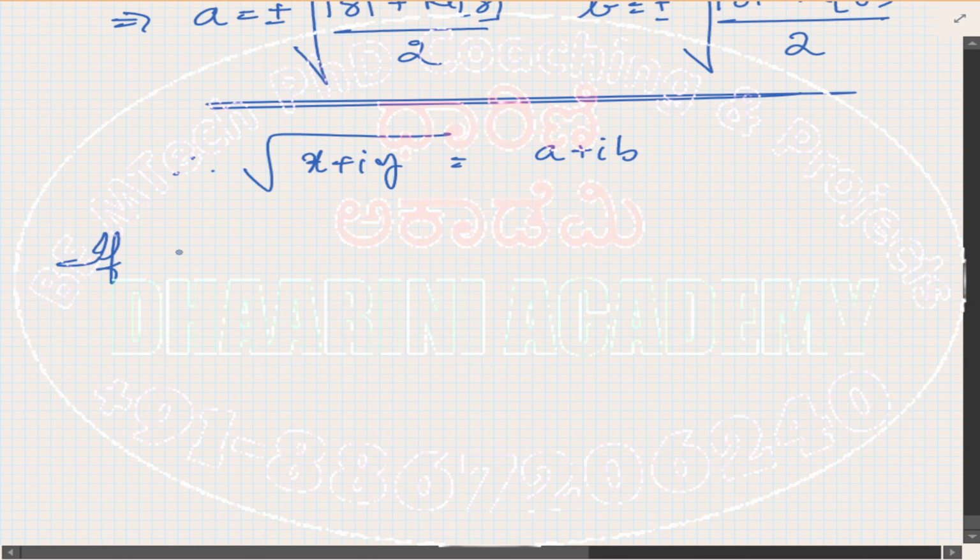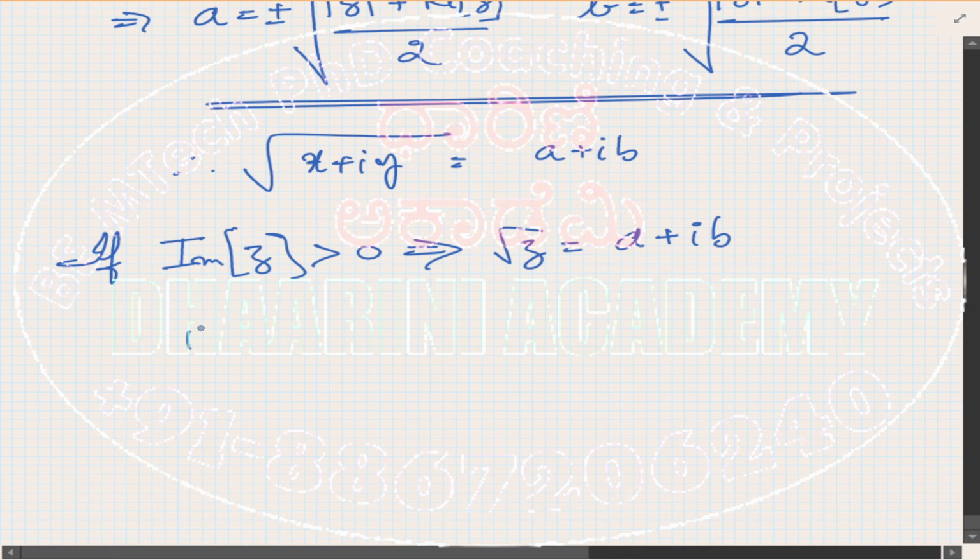So if the imaginary part of z is greater than 0, then you write a plus answer. The root of z is equal to, you write the a as it is. A can be both plus and minus. Then a plus I times b is the answer. At the same time, if the imaginary part of z is less than 0, then the root z is defined as a minus I times b.